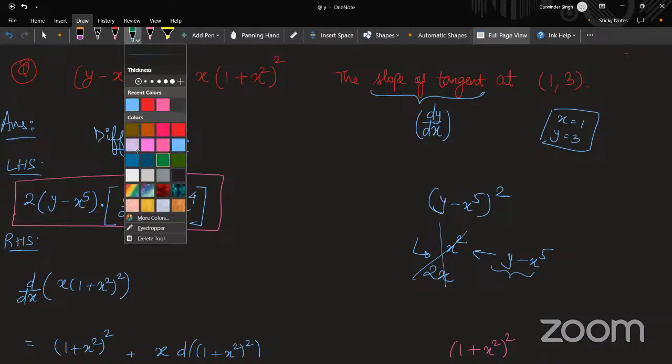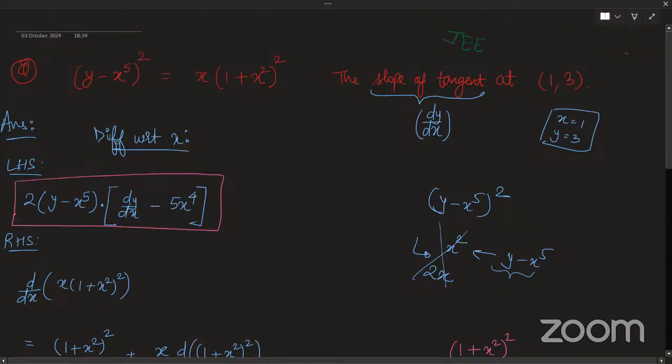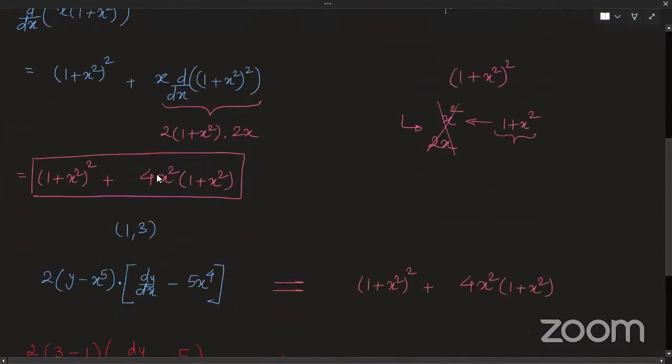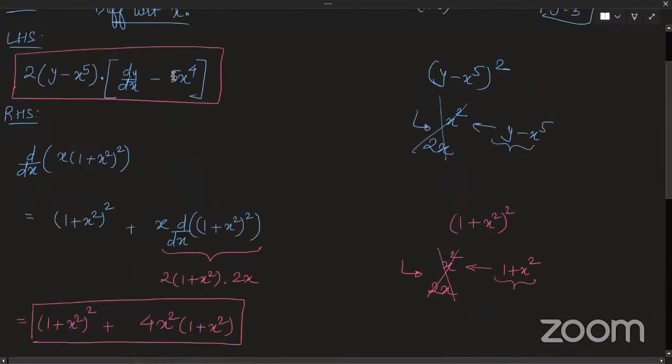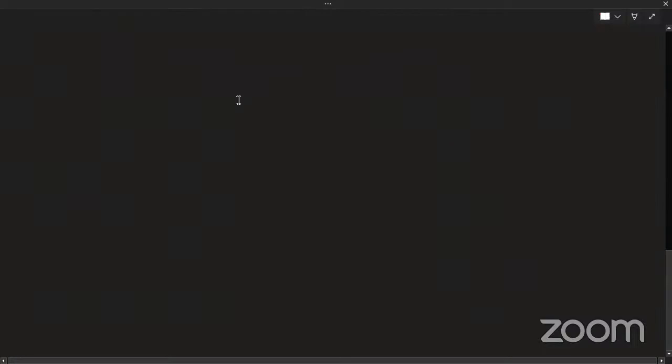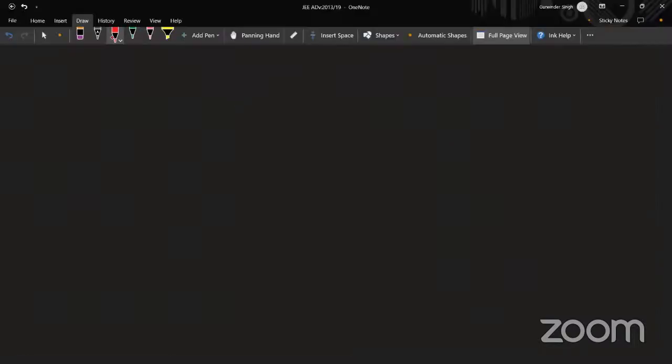This was a PYQ of JEE Advanced only. I don't know which year, I guess 13 or 14, I don't remember exactly. But it was a really, really easy question. All you needed to do was apply a basic chain rule. Fine. Then let us do one more question related to this chain rule stuff.